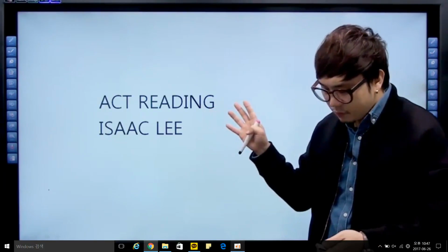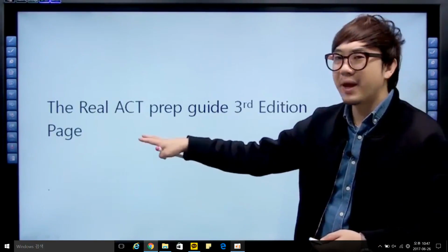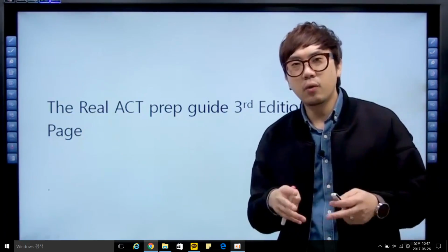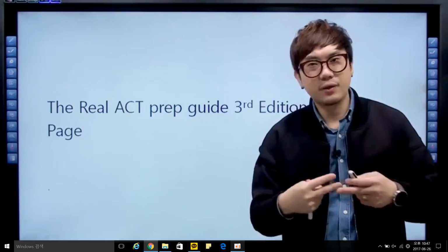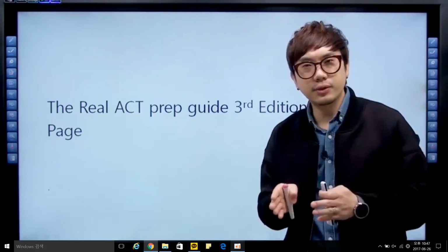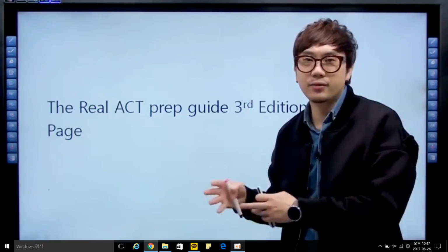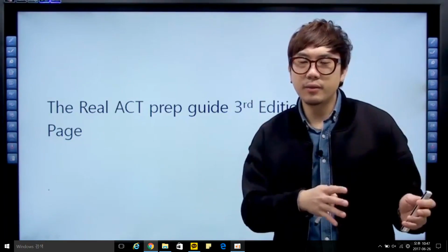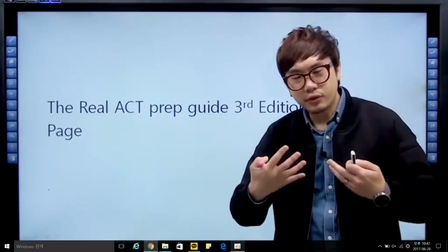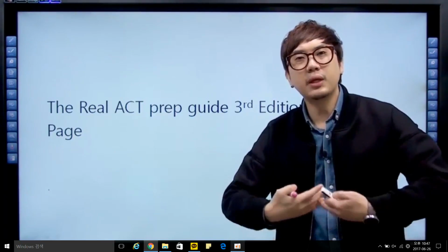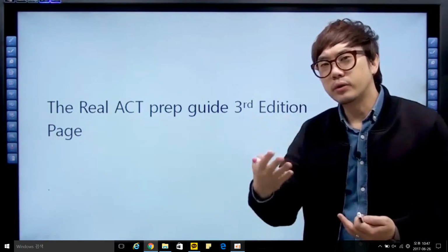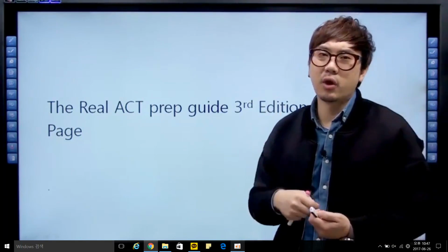We are going to take a look at several passages today, ones that we haven't read yet. They will be in order: the prose fiction, the social sciences, the humanities, and the natural sciences. So please look at them as we go along, all right? And one thing for sure is that we're going to try to pick up the speed. The time criticalness of the test is very important, so we are going to focus on it.